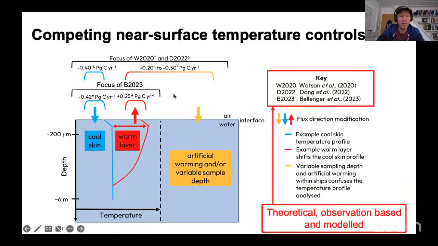And if you don't account for all of these, you can end up with very confused estimates of the ocean carbon sink. And so these 3 studies that have been more recently published, they look at it from theoretical, observation-based and modeling approaches, and their results are consistent with each other.